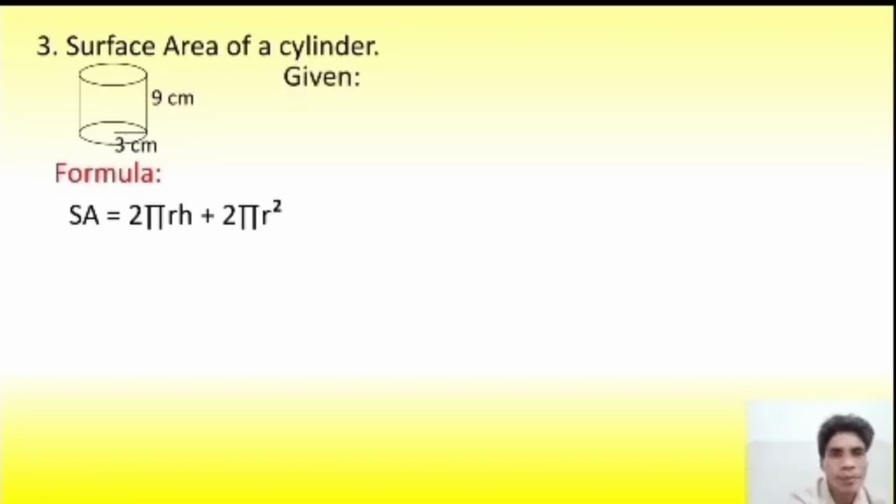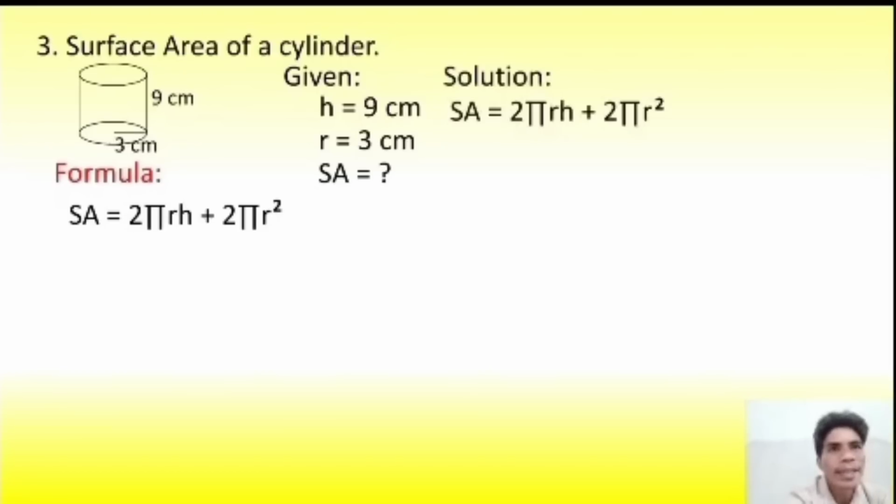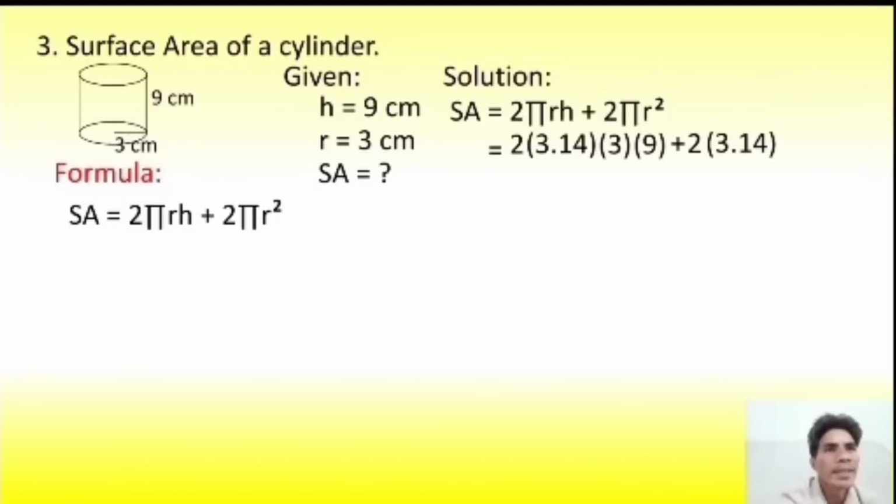So given the height is 9 cm, the radius is 3 cm, surface area is question mark. Then, solution, copy the formula, SA equals 2 times pi times radius times height plus 2 times pi times radius squared. Equals, copy 2, then times the value of pi, 3.14 times radius na 3 times the height na 9. Then plus times 2 times the value of pi 3.14, then times radius na 3, then times 3 dahil po yan ay squared.